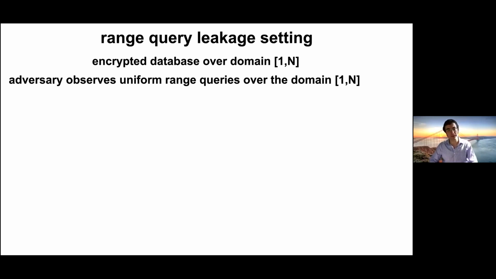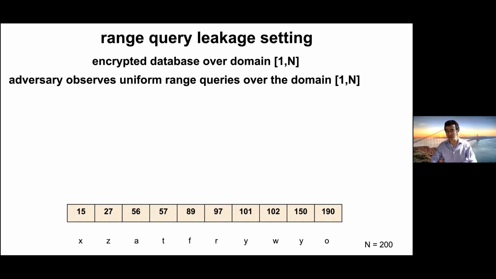Let me give you an example. For n equals 200, this is the domain of the database. You can have database records whose values are 15, 27, 56, 57, and so on. I'm showing here exactly 10 database records. The letters underneath are just the identifiers of these database records: X, Z, A, T, F. You can view these as pointers, just identifiers, like the name of the record.